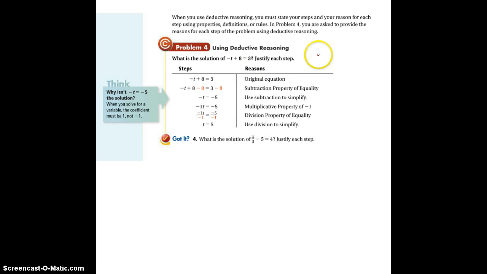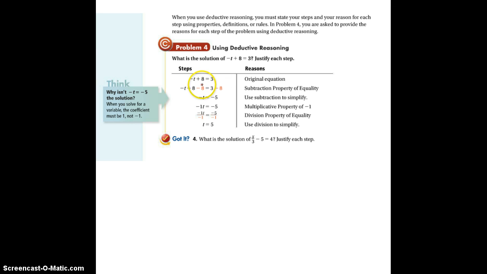All right, now if we wanted to actually go through and prove our answer, explaining our answer step by step. When you use deductive reasoning, you must state your steps and your reason for each step using properties, definitions, or rules. So if we want to work this out, and we justify each step by using either a property, a definition, or a rule, negative t plus 8 equal to 3.